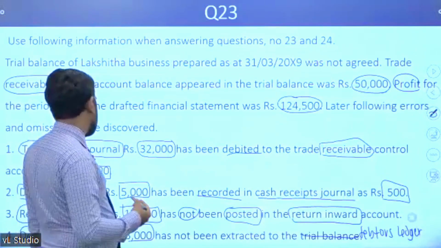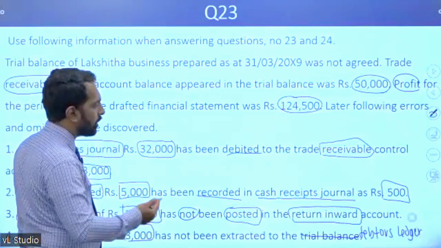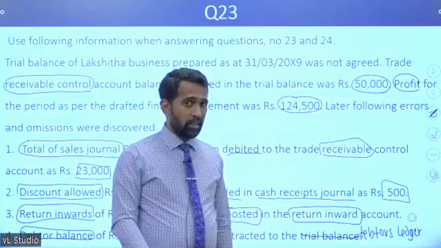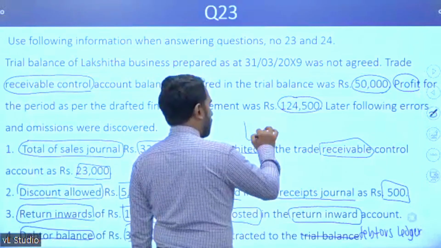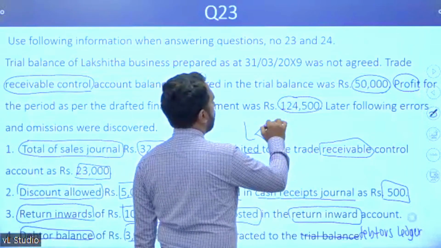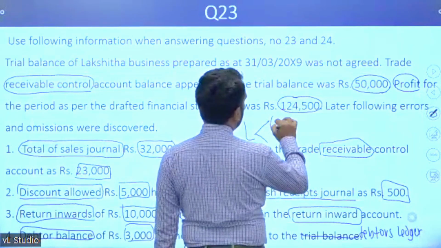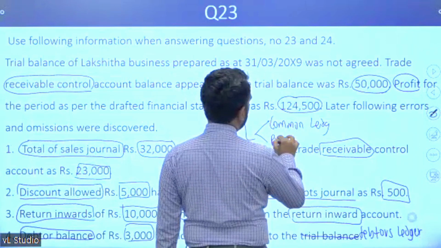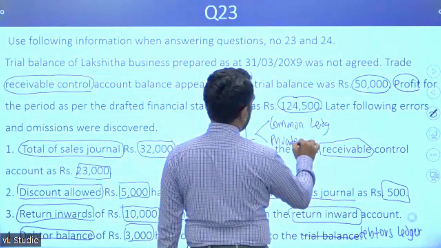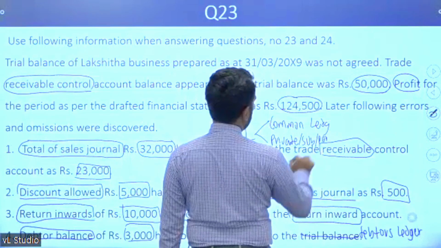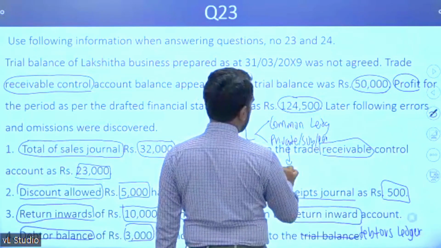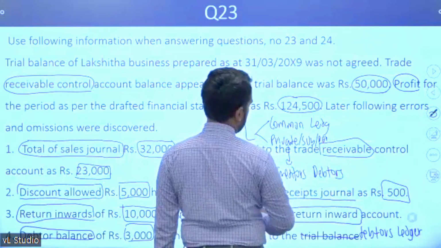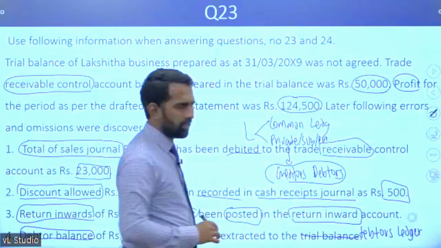Fourth item. A debtor balance of 3,000 has not been extracted to the debtor's ledger. Sorry, it was mentioned as trial balance. It is the debtor's ledger. Now we know that the ledger can be divided into two: the common ledger or the general ledger, and the personal ledger or the private ledger or the sub ledger. The personal ledger is there for the creditors and the debtors.